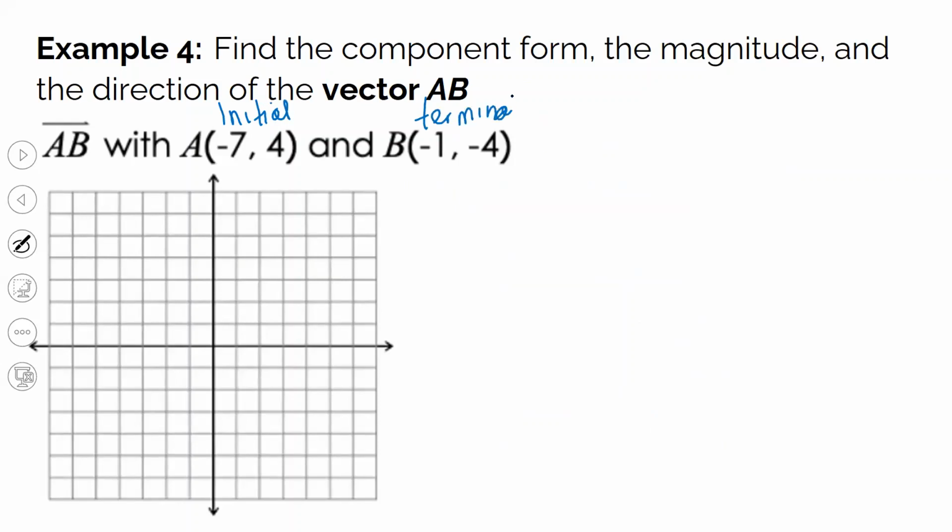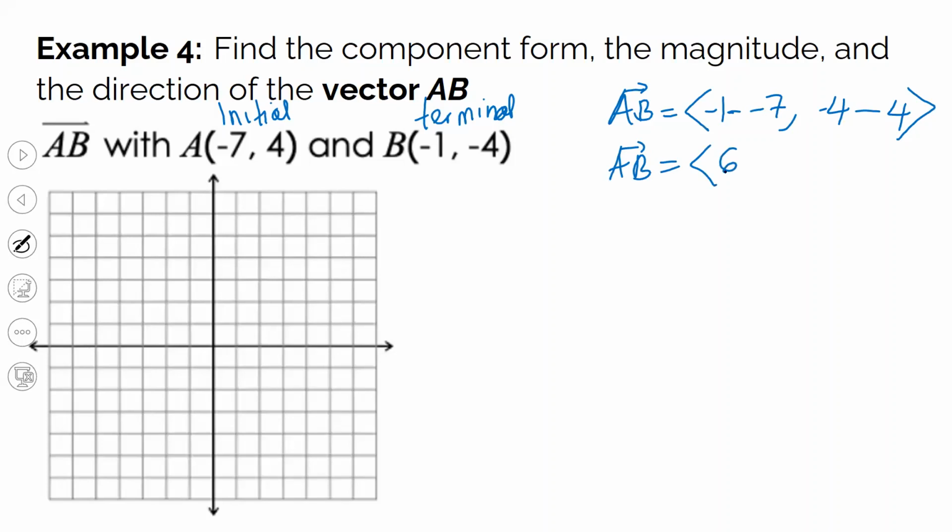So to be able to find the component, the component of AB will be, it will always be the terminal, -1, minus -7, the terminal -4 minus 4. So AB will be -1 plus 7, that will be +6, and this will be -8. So again, this is a way to do it without using any graphing paper, but you can actually graph this point.